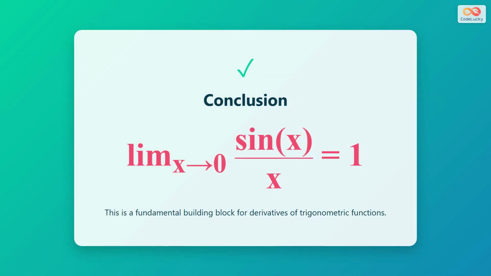And there we have it. We have proven geometrically and algebraically that the limit of sine x over x as x approaches 0 is indeed 1. This elegant result is the foundation for finding the derivative of sine and cosine, making it a cornerstone of calculus. Thank you for watching.